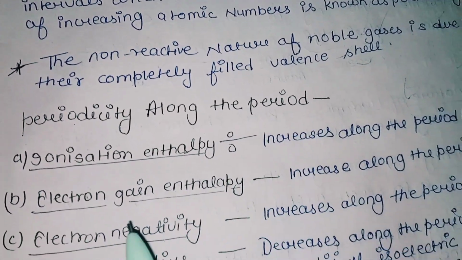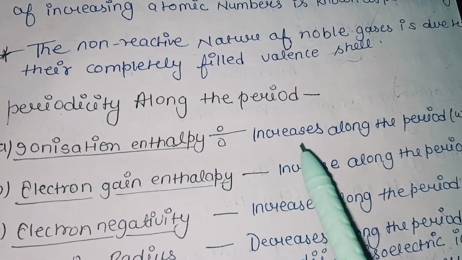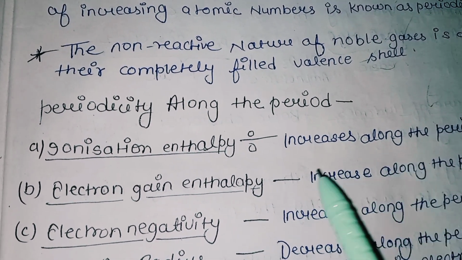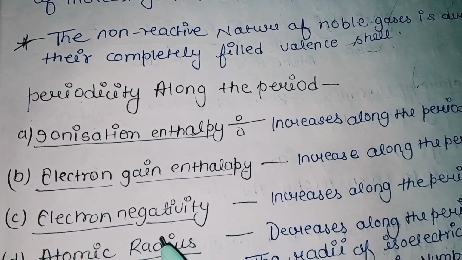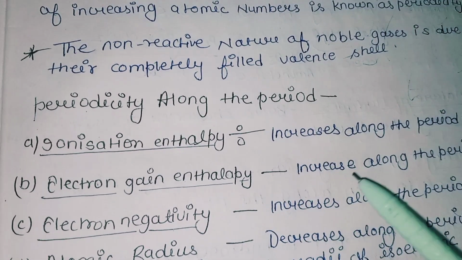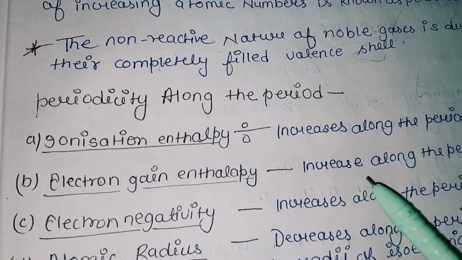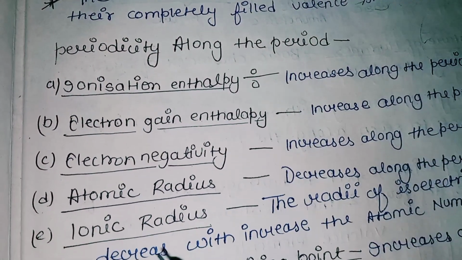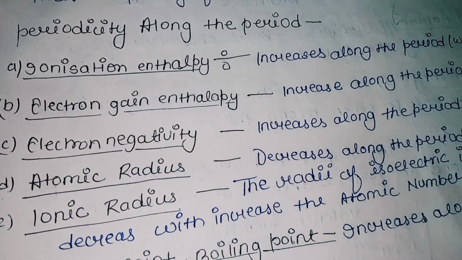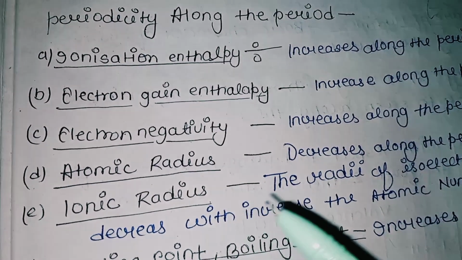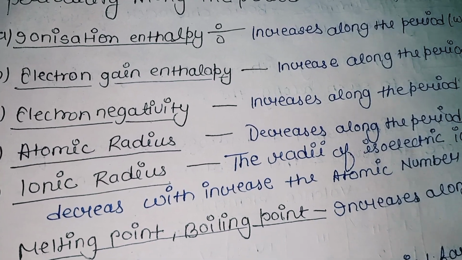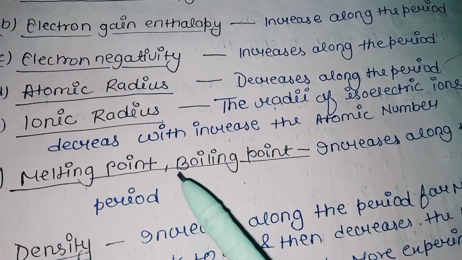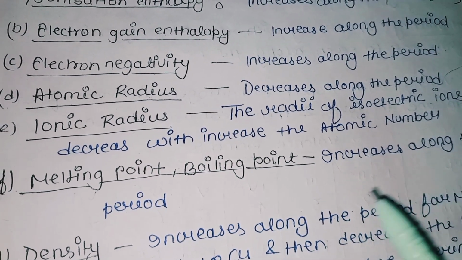Periodicity along the period: ionization enthalpy increases along the period. Electron gain enthalpy increases along the period. Electronegativity increases along the period. Atomic radius decreases along the period. And ionic radius: the radius of isoelectronic ions decreases with increase in atomic number. And melting point and boiling point increase along the period.